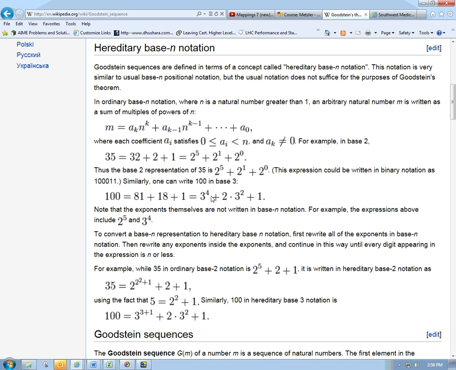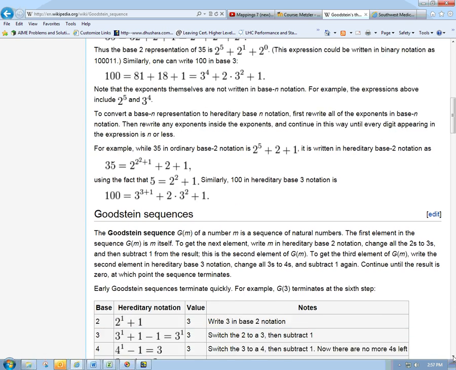But wait a minute, what if we actually take the exponents and write those in base 3? And if those involve exponents that are bigger than 3, then rewrite those. Okay, so for example, 35 is 2 to the 5th plus 2 plus 1, well, 5 is 2 squared plus 1. And finally, we've only used 0s, 1s, and 2s. And notice this 2 is special. It's really a 1 times 2 plus 0. But we've used just 0s, 1s, and 2s. And then 100 is 3 to the 3 plus 1 plus 2 times 3 squared plus 1. So we don't use any number bigger than a 3. It's kind of cute, actually. It's just a fun little thing to think about. But it's neat that it has such an incredibly deep consequence in the Goodstein sequences.